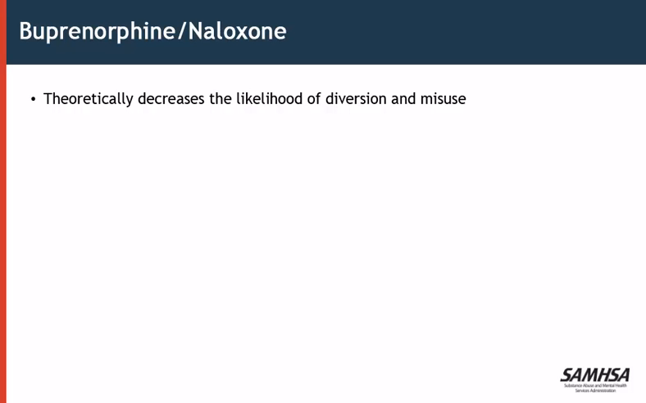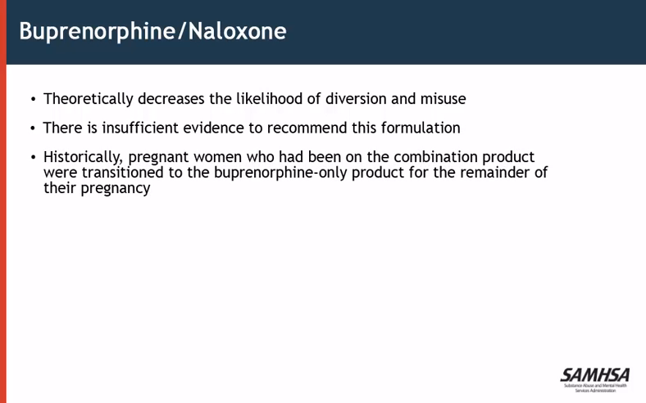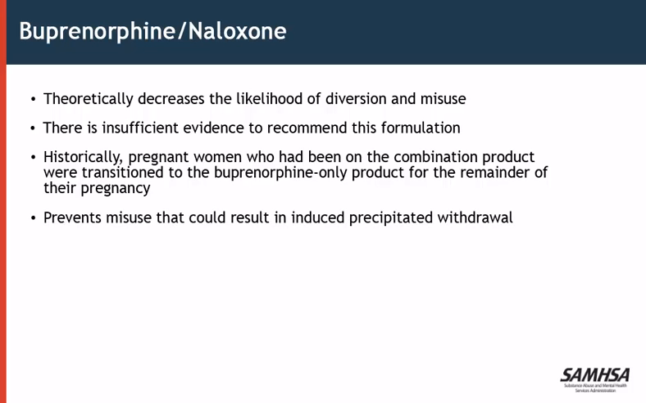Buprenorphine combined with naloxone is intended to reduce the likelihood of diversion or misuse of buprenorphine. There is insufficient data about the use of the combined buprenorphine-naloxone product in pregnancy to say whether these possible advantages outweigh any risk.